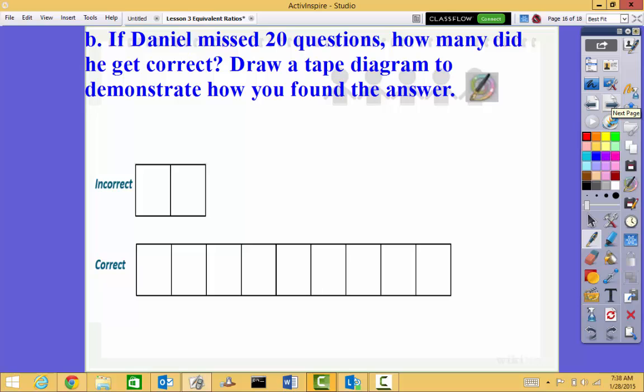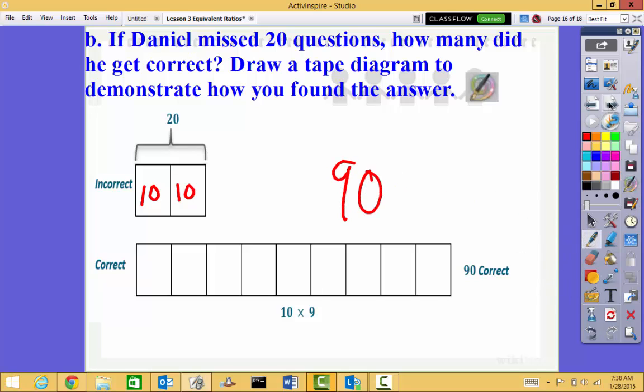Number 2, he missed 20 questions. So that means each box is 10 for his incorrect. 10 plus 10 equals 20. And all these boxes down here are 10 each. So that would be 10 times 9. Daniel got 90 correct for part B.